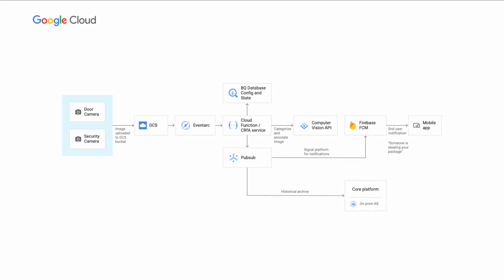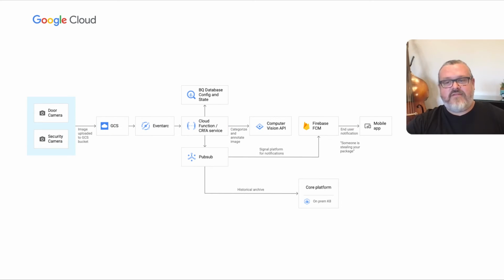Let's examine in detail the architecture used for one of their use cases specifically, an image processing pipeline for their camera application. Images were loaded from the camera to a GCS bucket. This invoked a Cloud Function or Cloud Run for Anthos service, which analyzed the images using the Computer Vision API in order to categorize and annotate appropriately. The results were updated in a BigQuery dataset for use later.